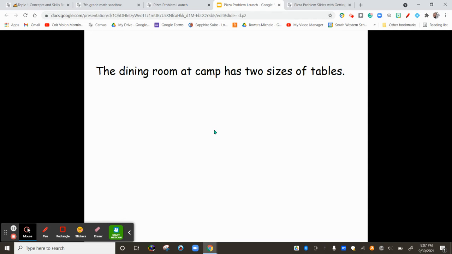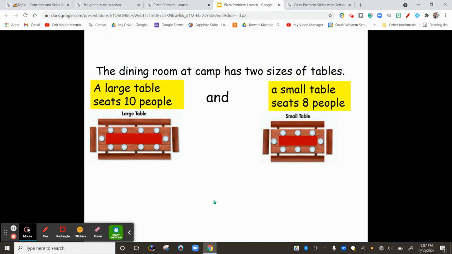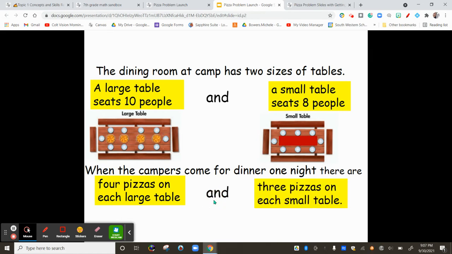So I want you to imagine a dining room at a camp that has two sizes of tables. There's a large table, and then there is a smaller table. And so the large table fits 10 people and the smaller table fits 8 people. So they are serving these tables and they're having pizza one day. And so they place 4 pizzas at the large table and they put 3 pizzas at the small table.